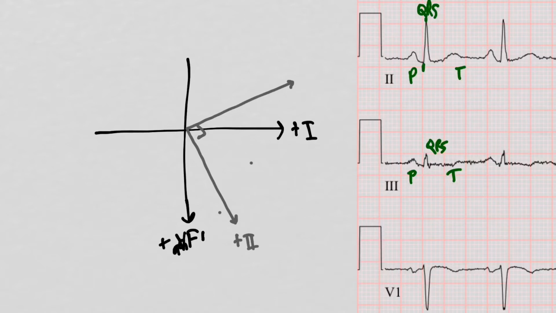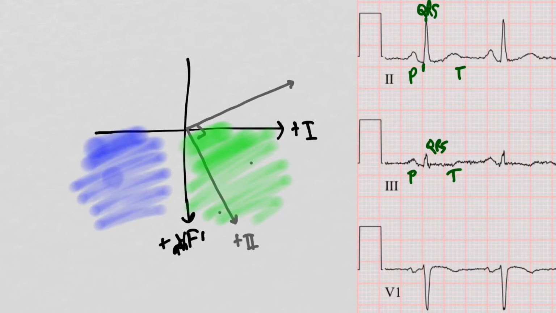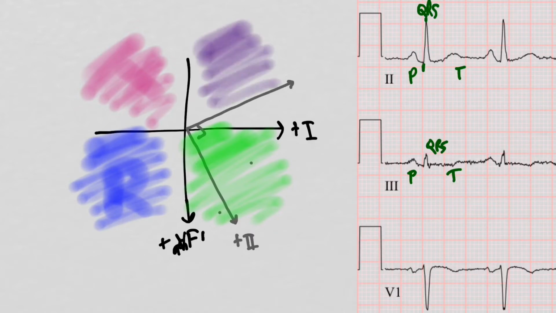So let's take a quick look at this now. Anything that is in this zone over here, we're going to call that normal. Anything that is in this zone over here, we're going to call that right. Anything that's over here, we're going to call that extreme. And anything that's up in here, we're going to call left. Now, what about this zone over here? That is also normal, because that's just how people are built. Most people will have their axis somewhere in between here.